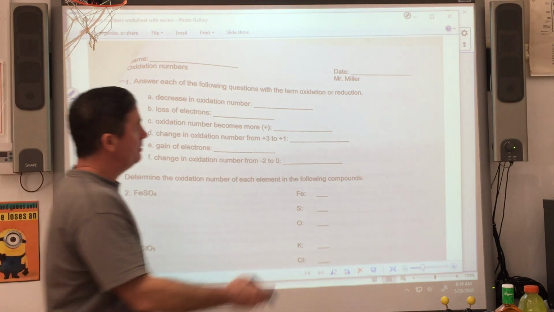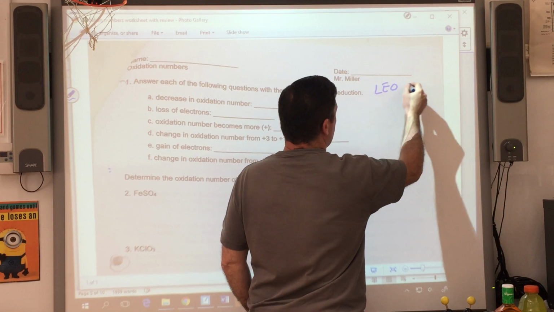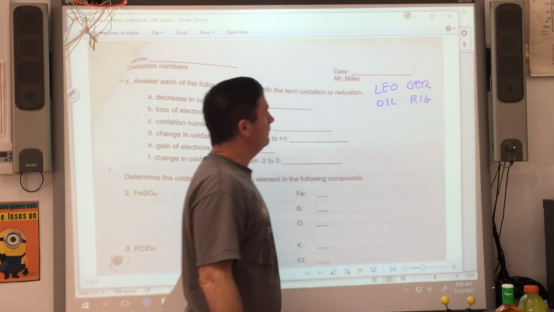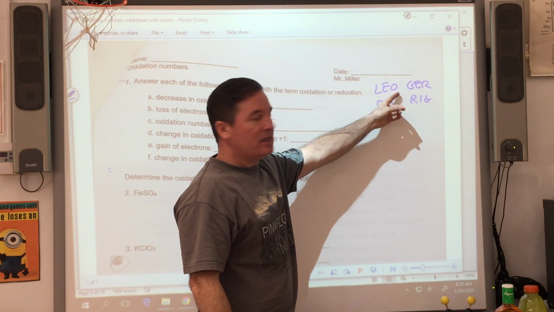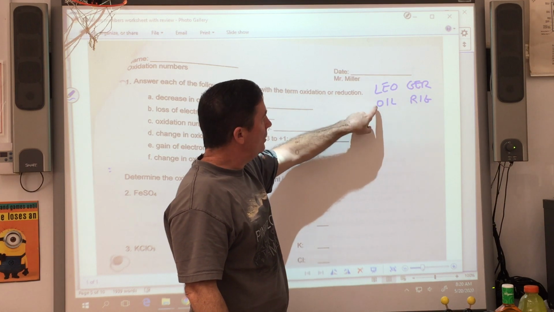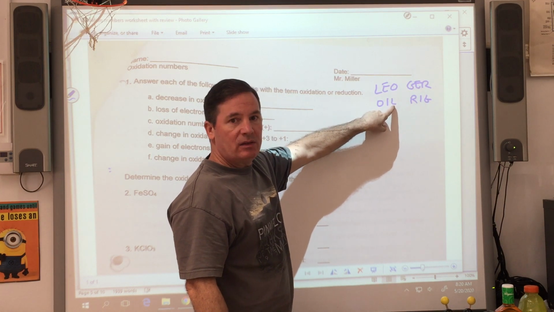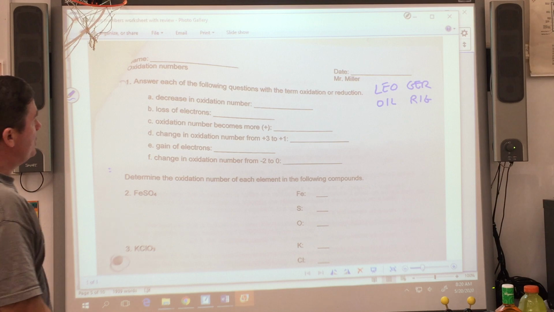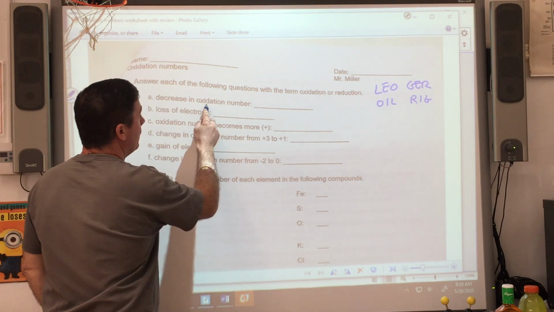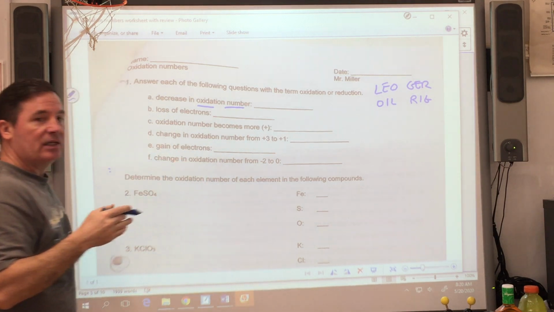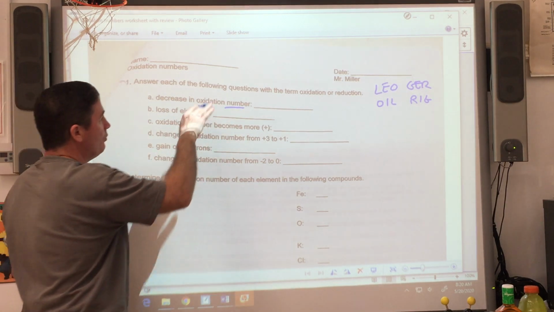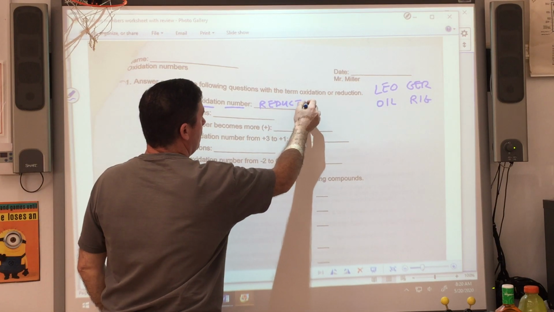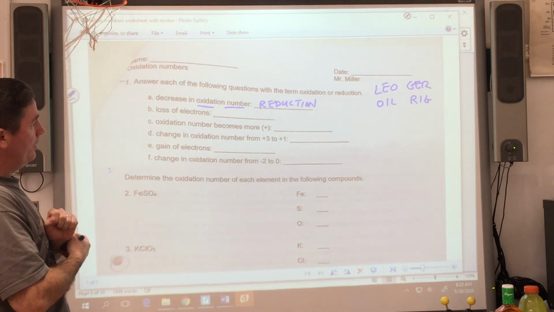So just to remember, we've got two mnemonics, LEO, GER, and OIL RIG. Loss of electrons is oxidation, gain of electrons is reduction. Oxidation is losing electrons, reduction is gaining, either one. Okay, so a decrease in oxidation number, now be careful, the oxidation number is decreasing. So if it's a reducing of oxidation number, it is reduction. Okay?